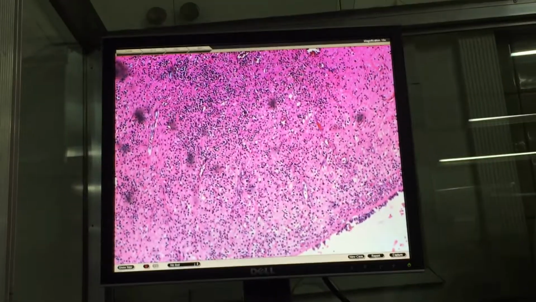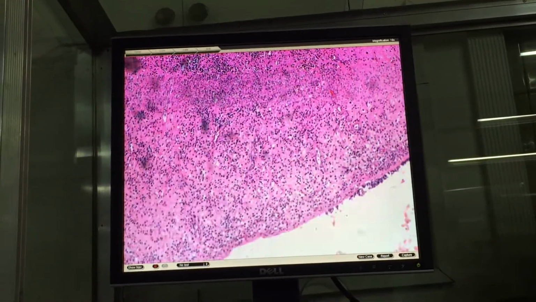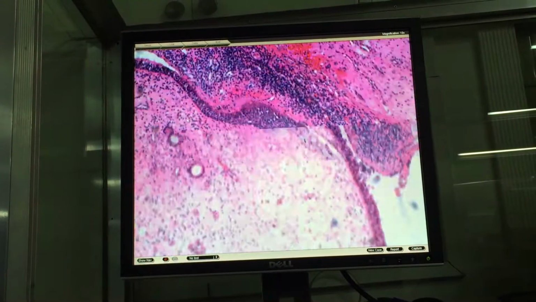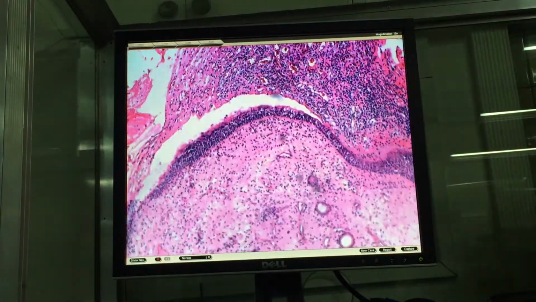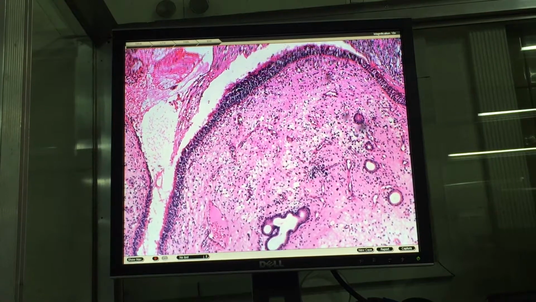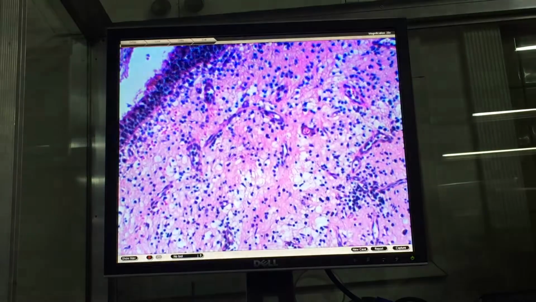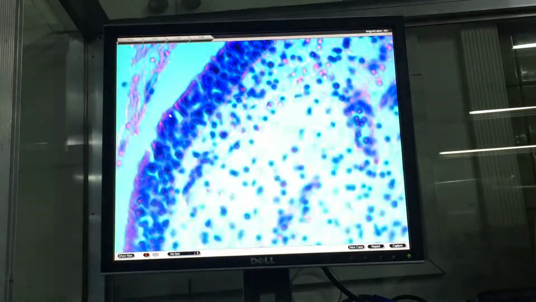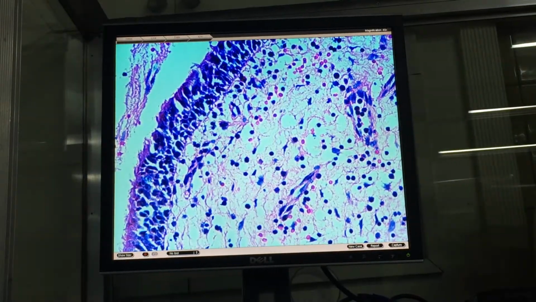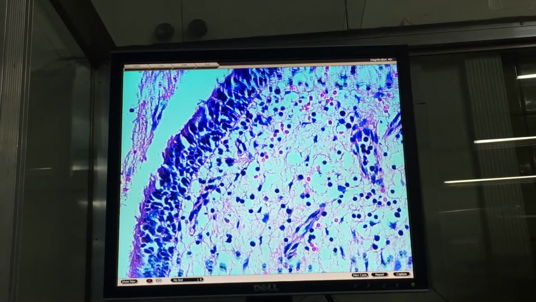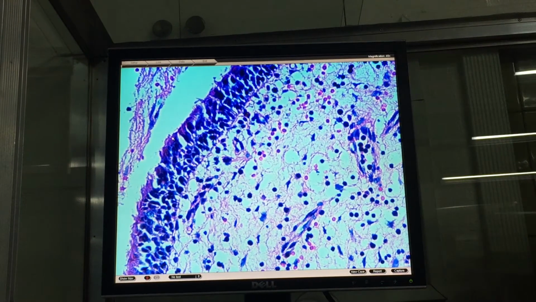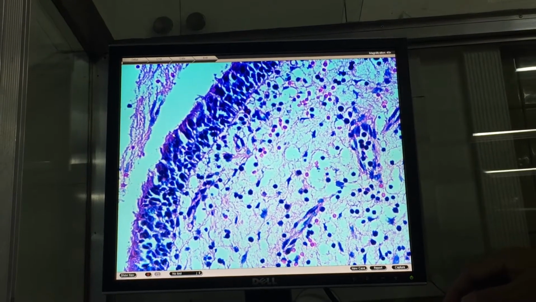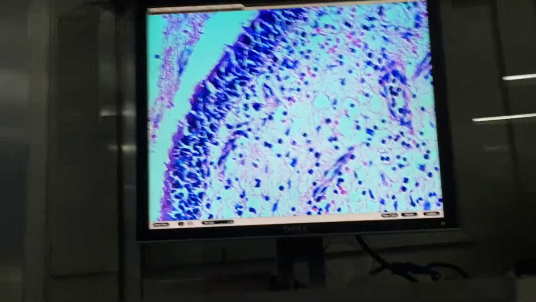If this will be shown in the practicals, of course, you have to see the lining epithelium like this one, so that you'll know that this is a respiratory epithelium. Pseudostratified columnar epithelium with cilia, and the stroma shows multiple, numerous inflammatory cells. That's your inflammatory nasal polyp.